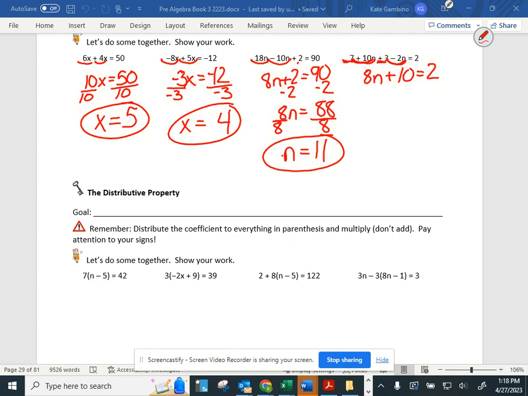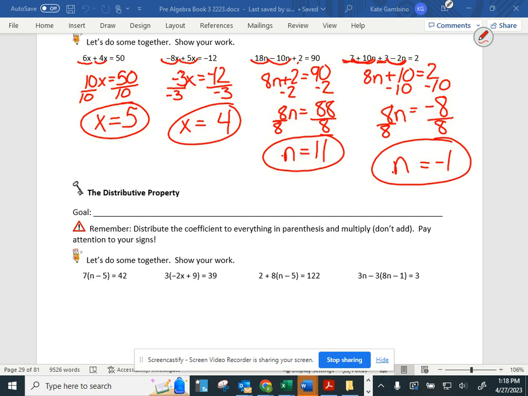Emily? Subtract 10. I'm going to subtract 10 from both sides. So I'm left with just that 8n. 2 minus 10 is what? Negative 8. Now what do I have to do to get n by itself? I have to divide both sides by my coefficient of 8. 8 divided by 8 is the 1. Negative 8 divided by 8 is what? Negative 1.